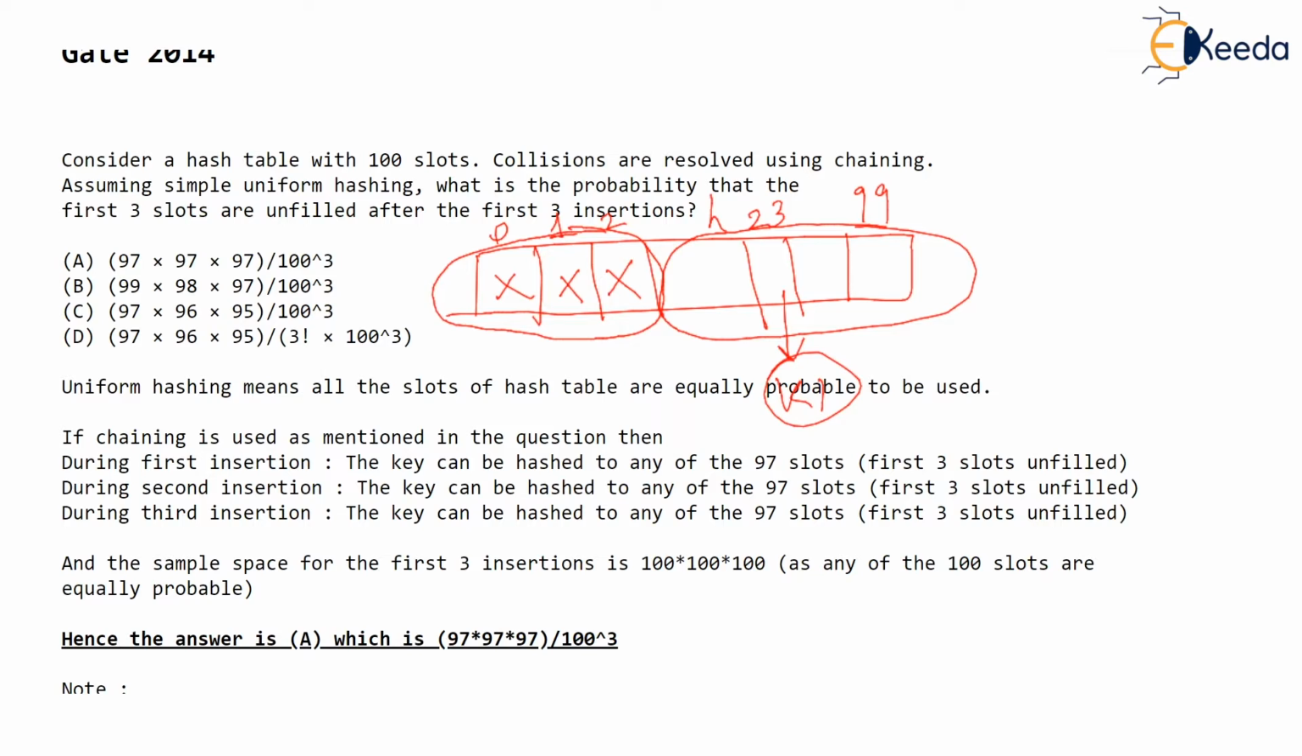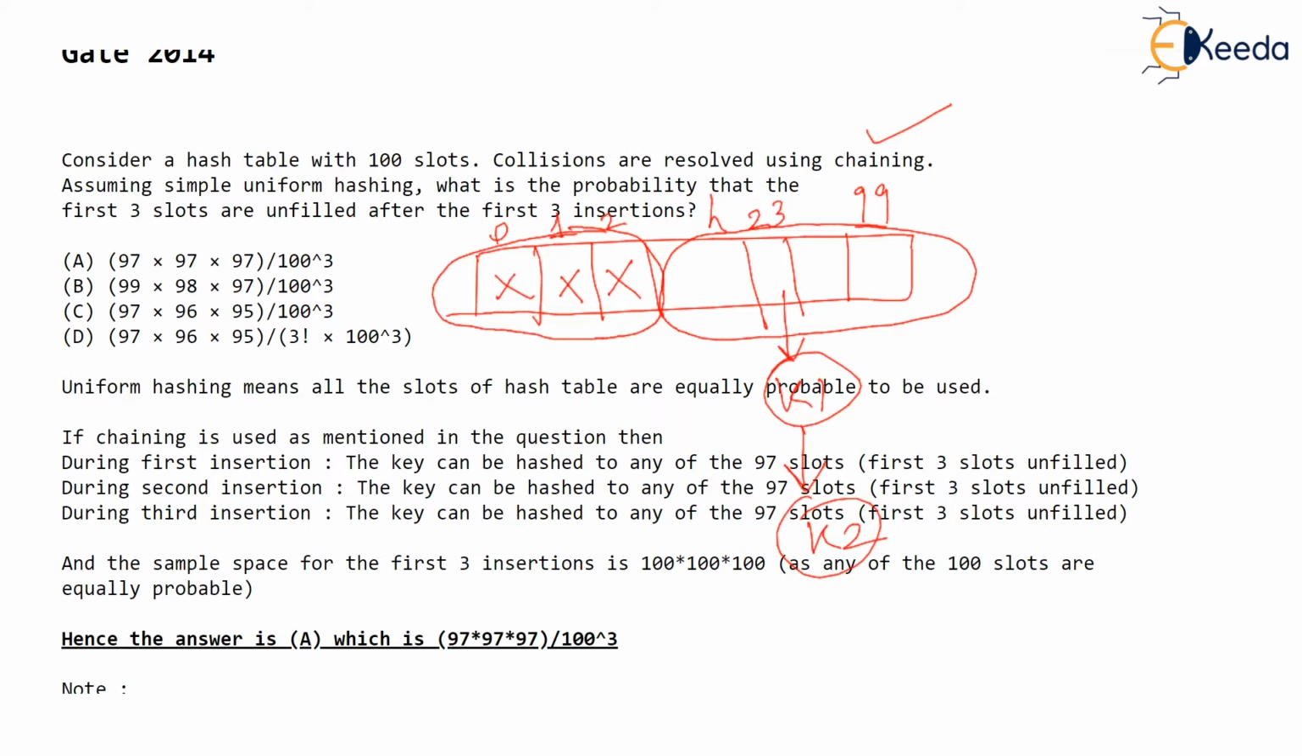First three places must be unfilled. You had 97 places. And what about the second key? How many places are available? Remember, we are using chaining. Then all the 97 places are still available, because if K2 gets mapped to the same address 23, K2 will be simply inserted at the address 23 by extending the linked list. So all the 97 places were available for K2 also, and same is the case with K3.